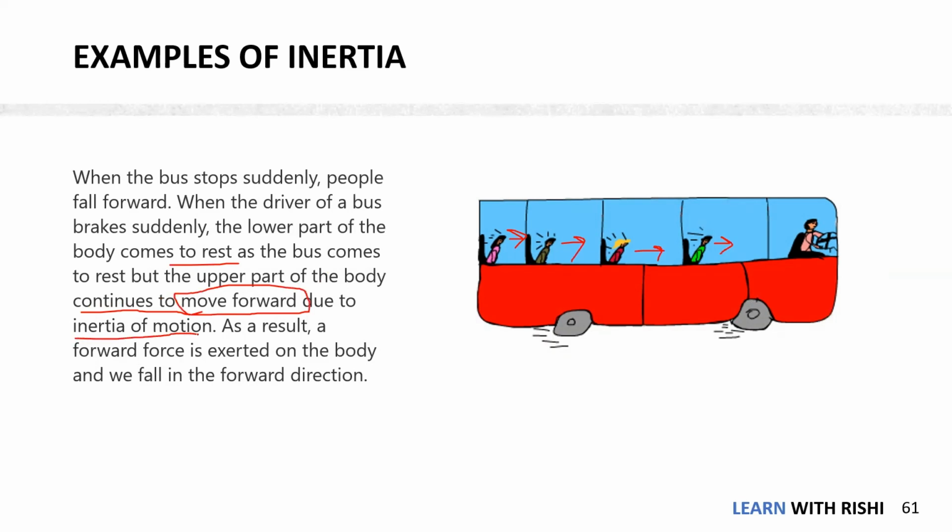Inertia is also of three types. One is inertia of rest, inertia of motion, and another is inertia of direction. So this is an example of inertia of motion. As a result, a forward force is exerted on the body and we fall in the forward direction.